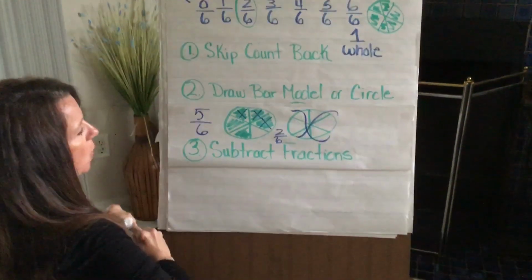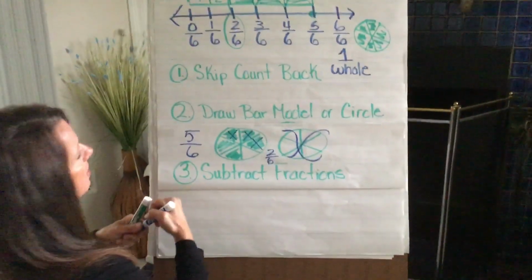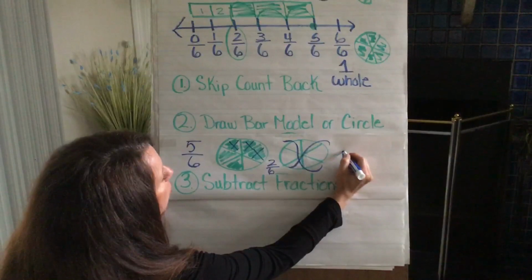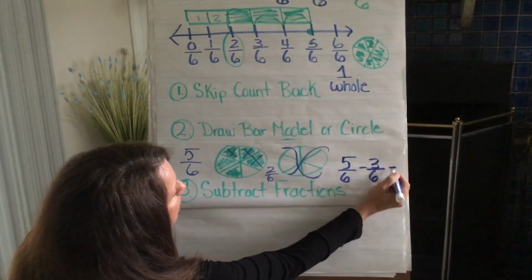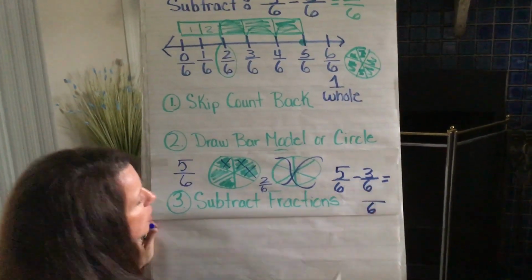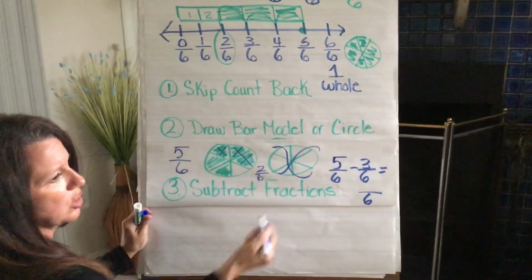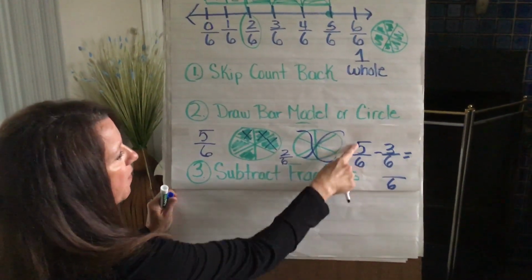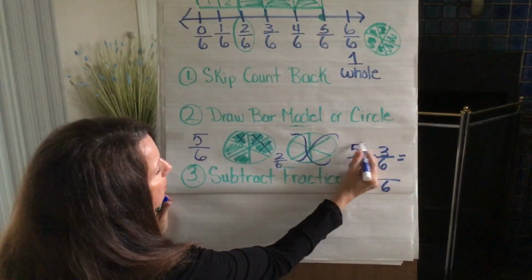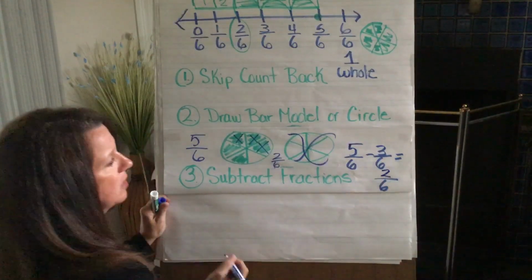All right, so again, subtracting fractions, that's just where you write your numbers, okay? You do not change the bottom number. I'm not going to change my denominator. I'm not changing what I'm splitting it into. I'm just talking about how many pieces. So 5/6, I'm going to subtract 3. 5 minus 3 is 2/6.